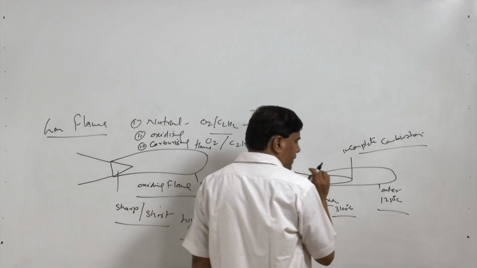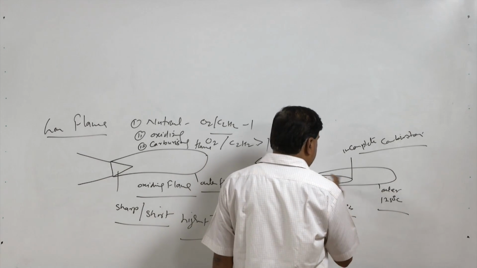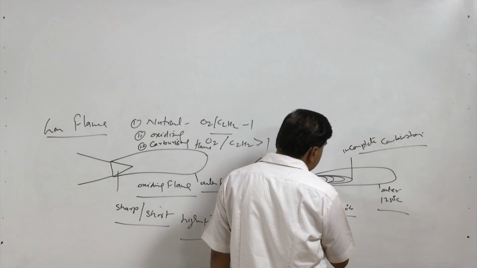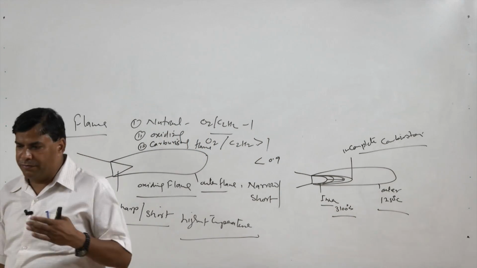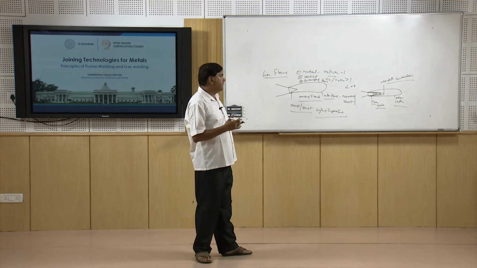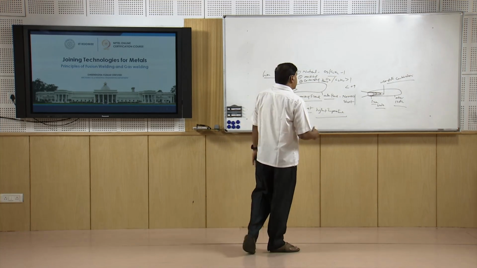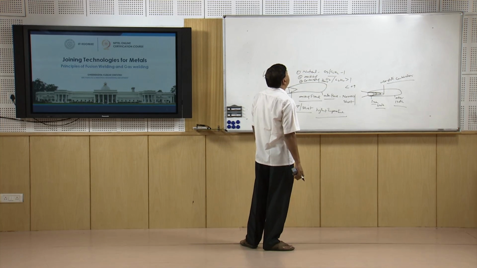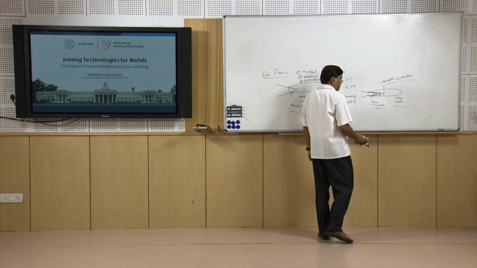If the acetylene is marginally high, then the feather length is limited like this. With the increasing percentage of acetylene, the length of the intermediate feather increases. So, the length of the intermediate feather corresponds to the amount of extra acetylene which is present, suggesting the kind of excess in the percentage of acetylene with respect to the oxygen required for complete combustion.